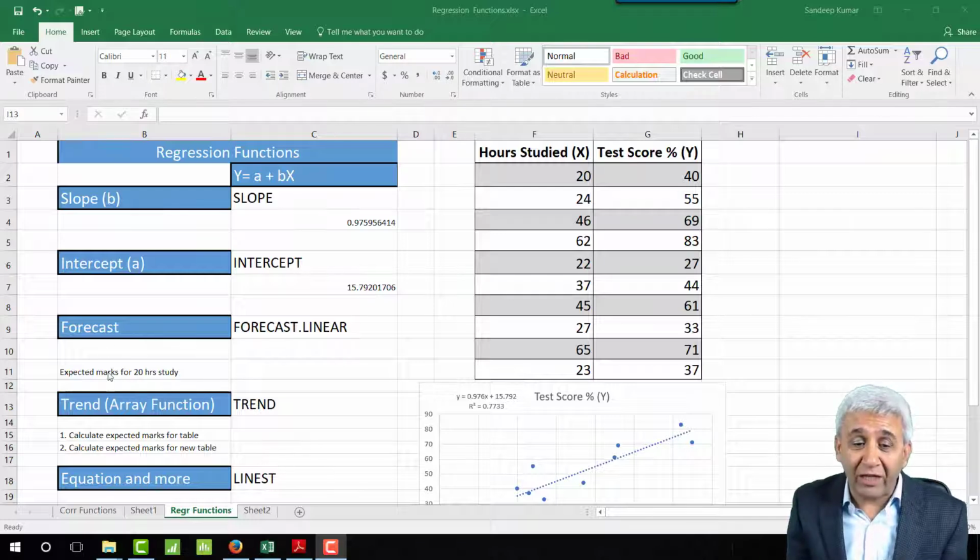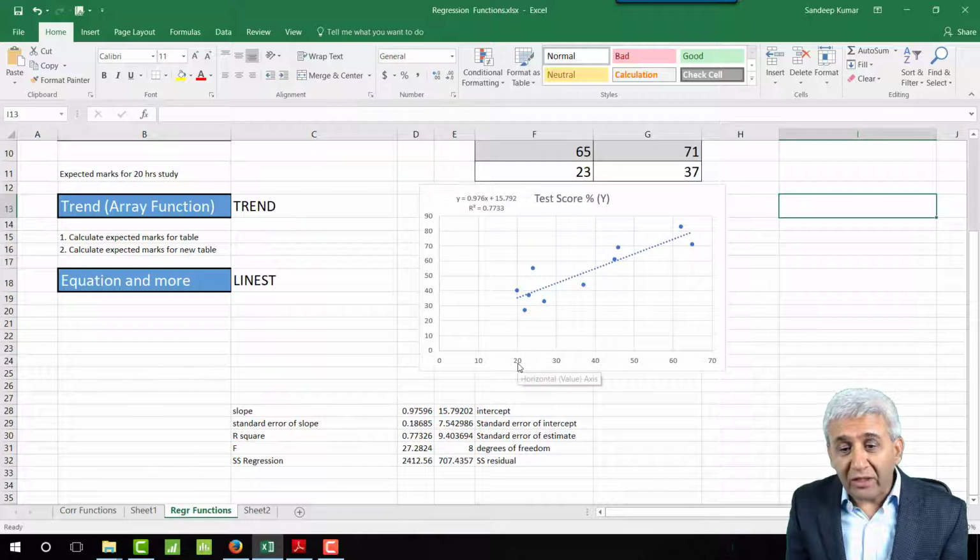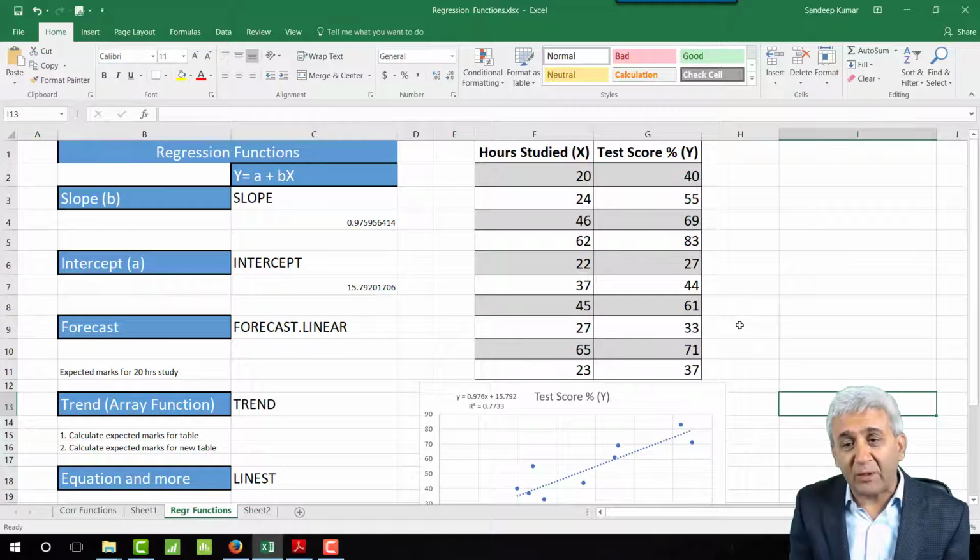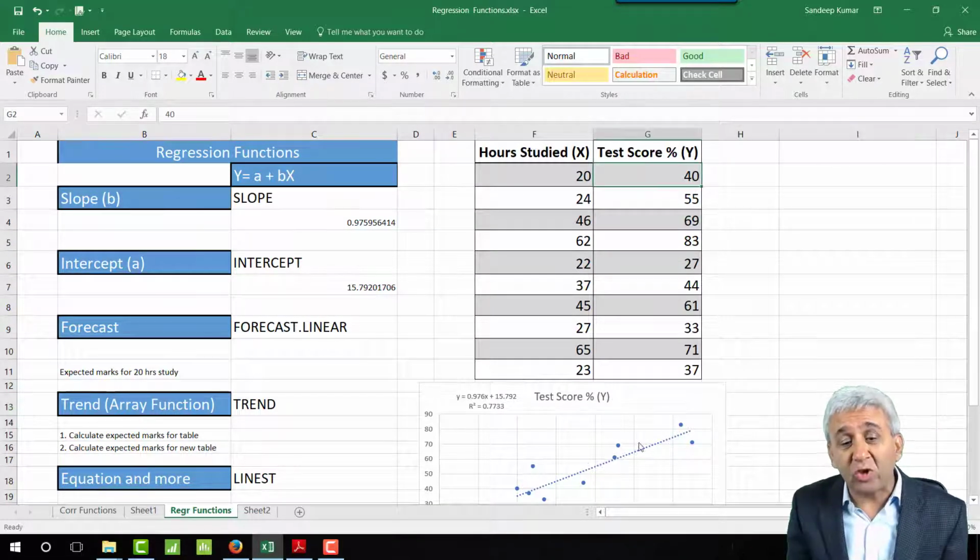For example, if I ask you the question, what are the expected marks if the student studies for 20 hours? We have seen here that if a student studies for 20 hours, this particular sample got 40 marks. But these are random points. Now looking at this line, for 20 hours the value expected is something around 35% marks. So this person is expected to get 35% marks based on this line.